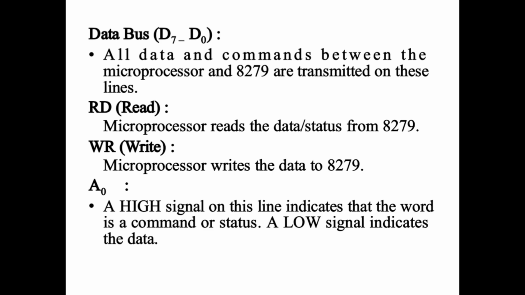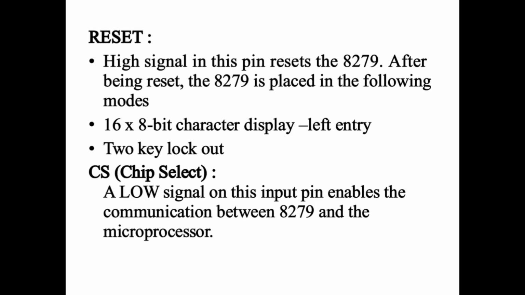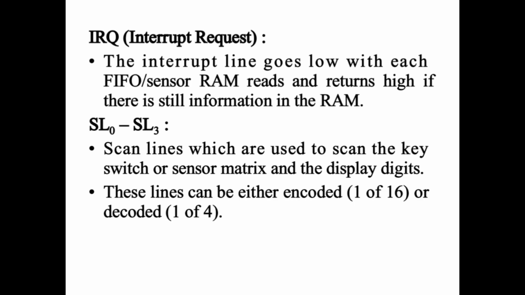A0: a high signal on this line indicates that the word is a command or status. A low signal indicates data. The reset pin: a high signal on this pin resets the 8279. After being reset, the 8279 is placed in the following mode: 16 8-bit character display, left entry, and 2 key lockout. CS means chip select.